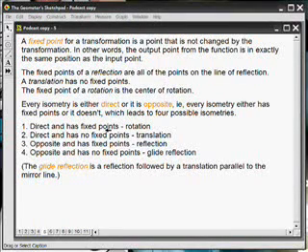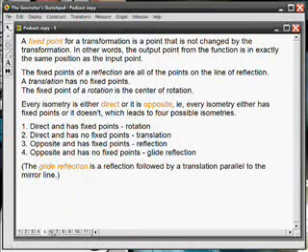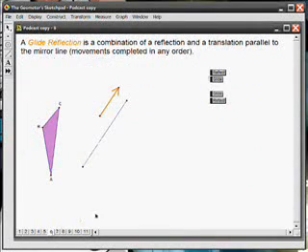And the fourth one, which is the new one, is if you have an opposite transformation and no fixed points, and this is what's called a glide reflection. You can accomplish a glide reflection by translating and then reflecting, or reflecting and then translating. And I'm going to demonstrate that on the next page. Whichever one you do first, it doesn't matter. You'll get the same result.